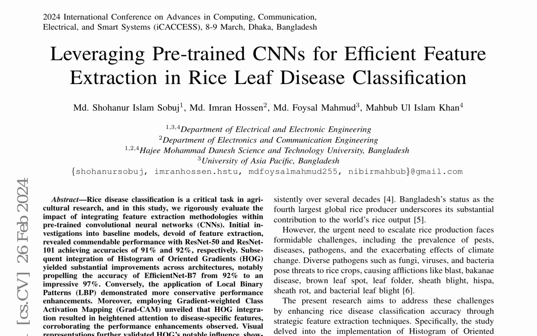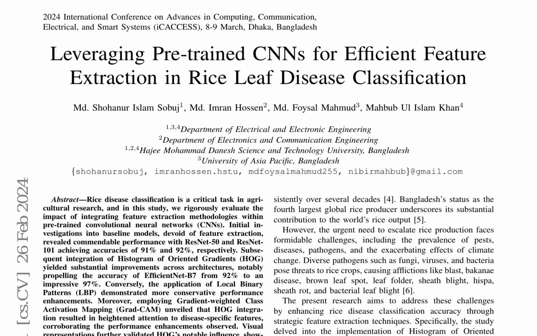Rice cultivation is a crucial component of Bangladesh's economy and global food security, but it faces significant challenges from pathogens and climate change. To enhance rice disease classification accuracy, this study presents a novel approach integrating histogram of oriented gradients (HOG) and local binary patterns (LBP) feature extraction techniques. Gradient-weighted class activation mapping (Grad-CAM) is employed to identify critical regions within images, providing insights into the classification process.